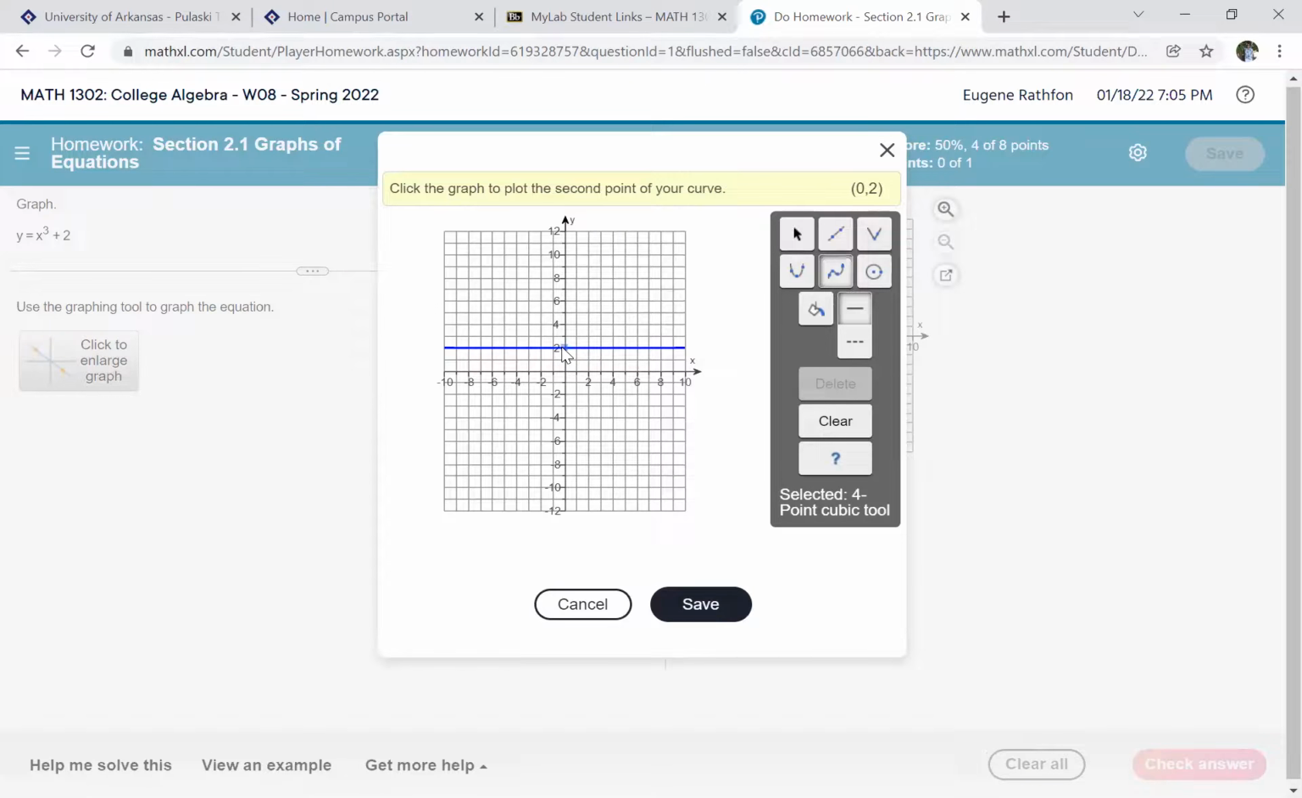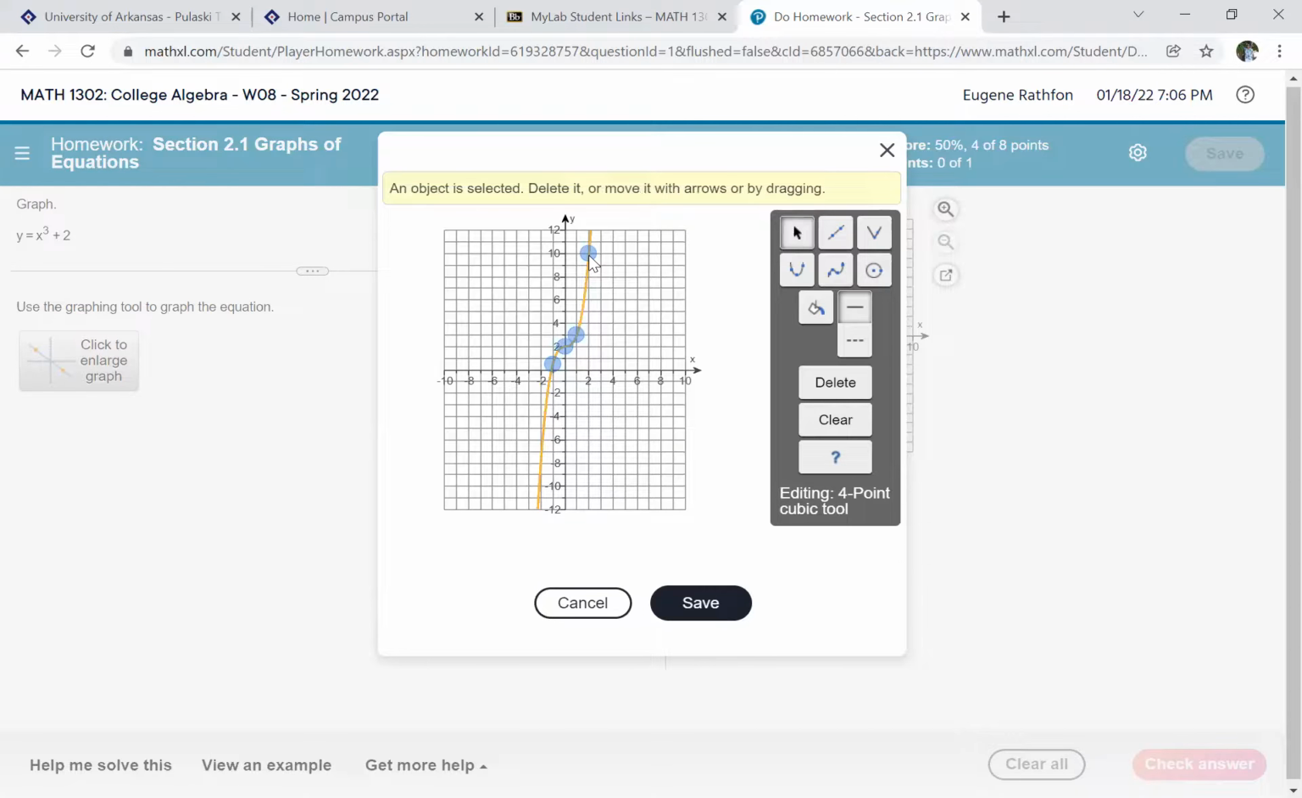Pick that one. Then I'm going to go to 1, 3, so over to 1, up to 3. Let me go back there. So there's 1, 3. My graph is so little on my screen. All right, negative 1, 1. So negative 1, 1, click that one. And then I had 2, 10. So over here at 2, go up to 10. And then click.